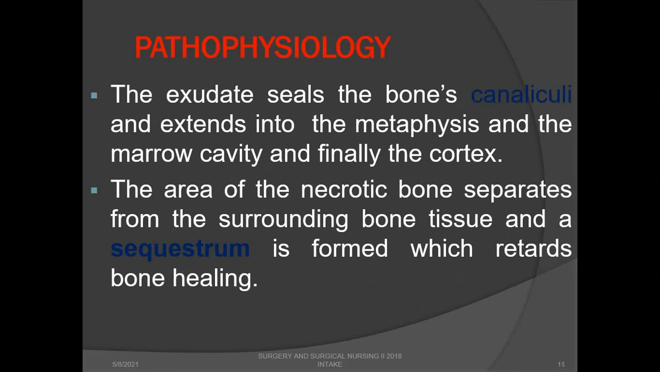Then the exudate seals the bones canalicularly and extends into the metaphysis, the marrow cavity, and finally the cortex. So here it is saying the exudate seals the bones canalicularly. So the canaliculi of the bone, there are definitely small holes in the bone. Yeah, small holes in the bone.